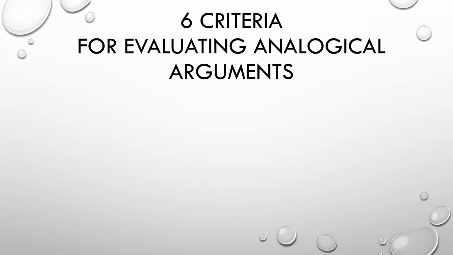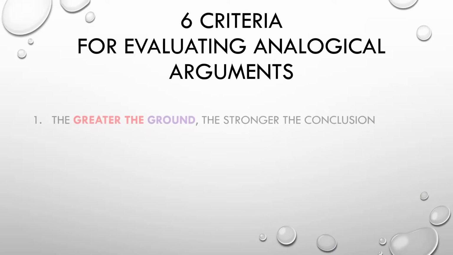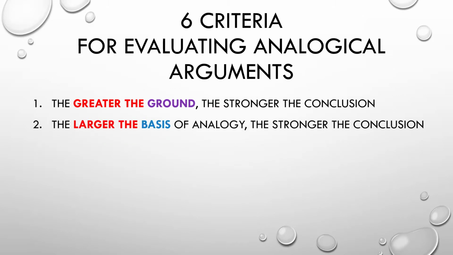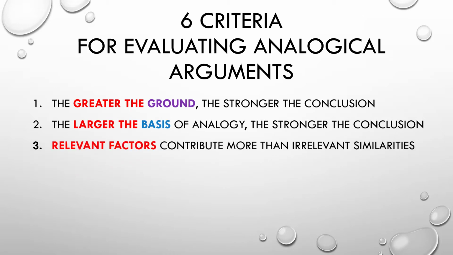And to wrap up this review, here again are the 6 evaluative criteria. Number 1, the greater the ground of the analogy, number of things compared, the stronger the evidence for the conclusion. 2, the larger the basis of the analogy, number of similarities, the stronger the evidence for the conclusion. Number 3, relevant factors contribute to the argument more than numerous irrelevant similarities. 4, disanalogies, or differences between the ground and the objective extension, weaken the argument.